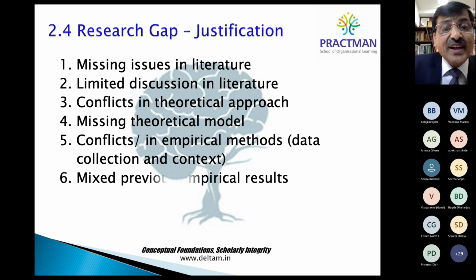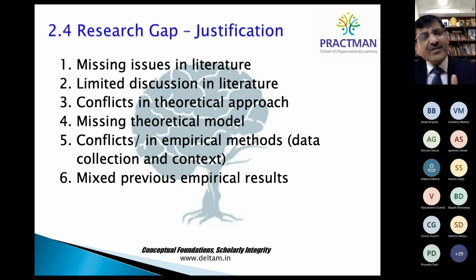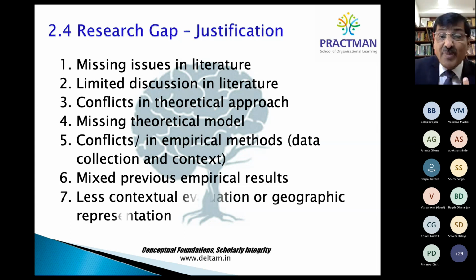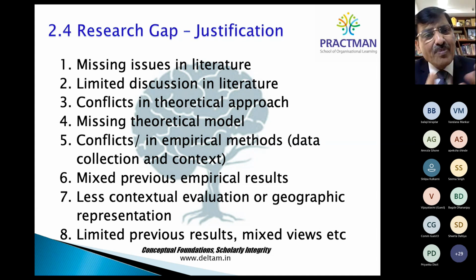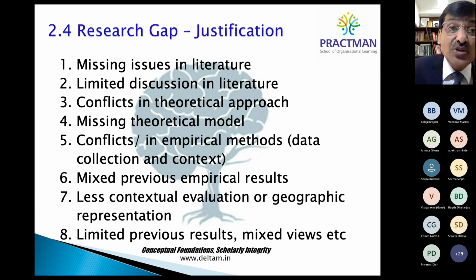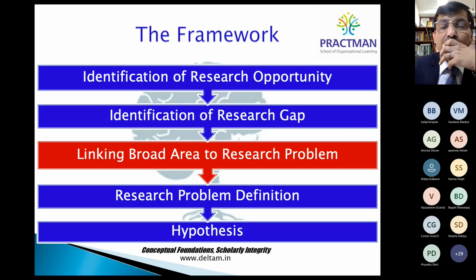Maybe there is a conflict in the empirical methods, the data collection method or the context which is being used. 5, 7, 10 different papers are showing something which is contradicting each other. Empirical results might be mixed, or the contextual or geographical representation is not enough. Something has been done in Europe, but not in India, not in Southeast Asia. So I want to do it, right? So these kind of justifications are needed.